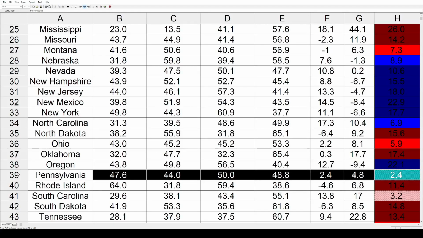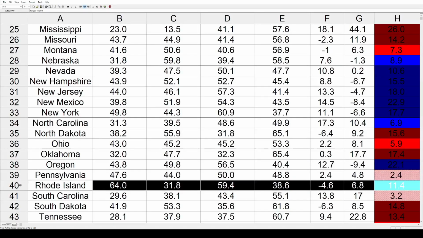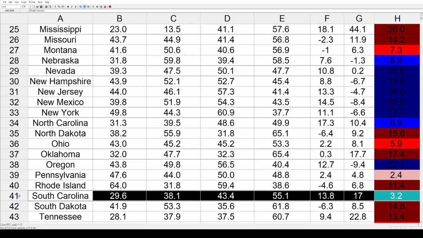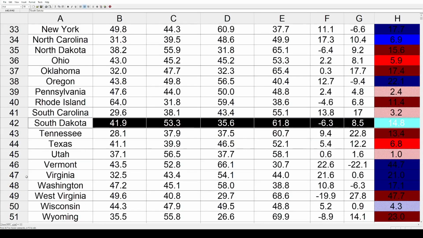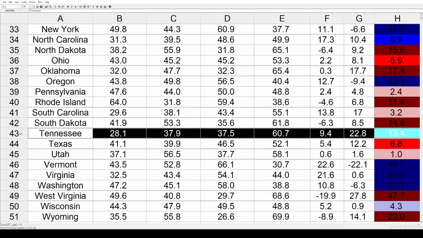Pennsylvania, mild shift toward the Republicans by 2.4. Rhode Island, that's a blue state today, but that actually shifted toward the Republicans by double digits, 11.4. South Carolina had a mild red shift of 3.2. South Dakota went toward the Republicans by a healthy 14.8. Tennessee hit a similar margin of 13.4.